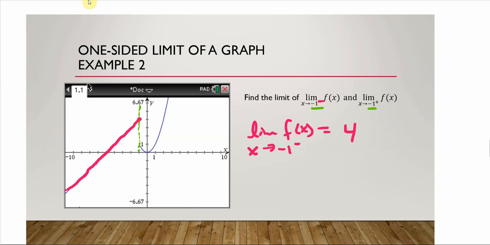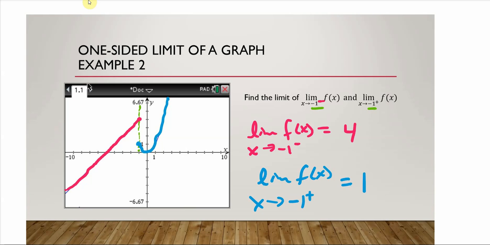Now let's follow the path from the right side. So let's find the limit of f of x as x approaches -1 from the right side. So I get on my path and I follow it. I'm trying to get to -1 from the right side. So what happens? What is my y-coordinate going to be when I come from the right side? It's going to be 1.